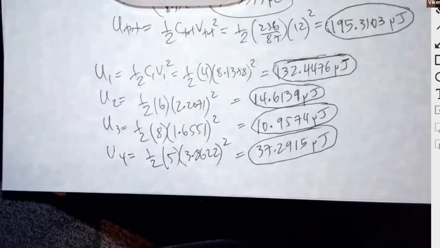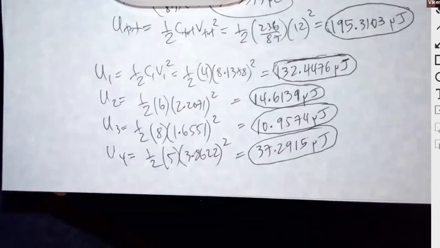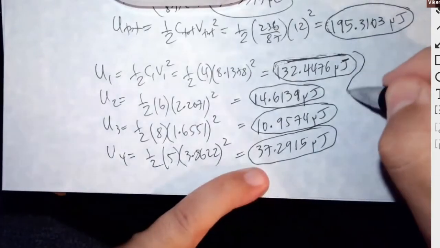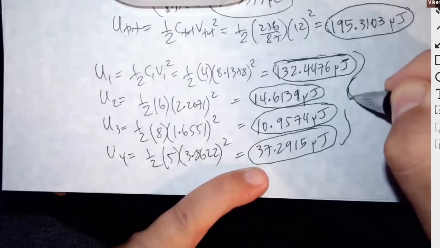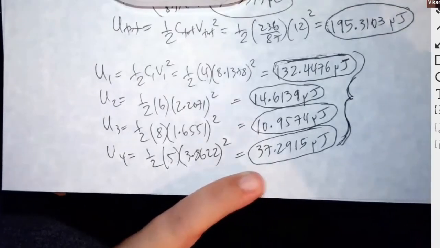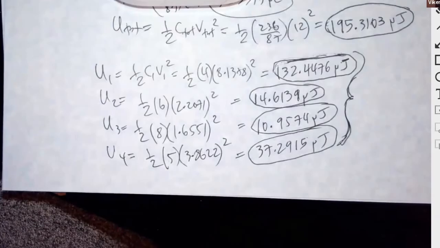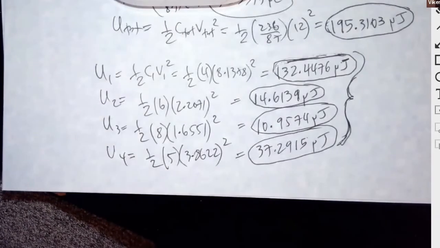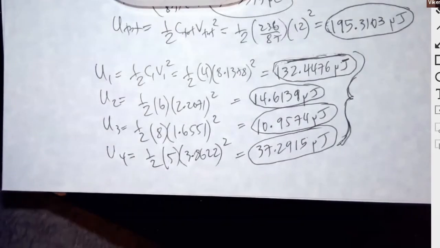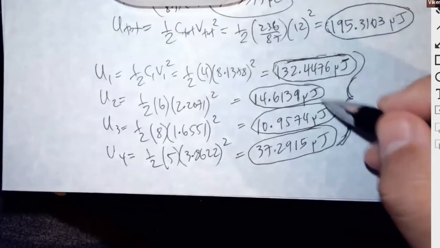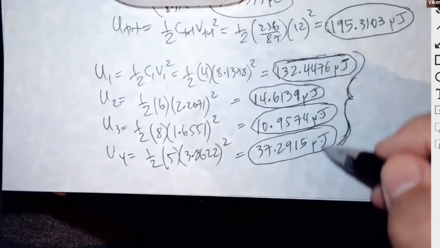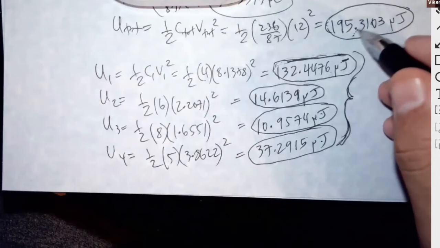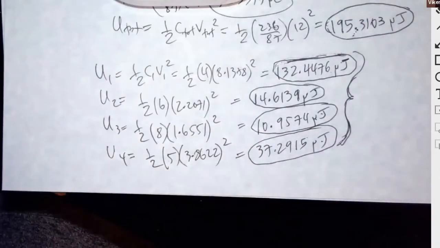Okay. So now the ultimate test is what? Add up their energies. Usually if this works, that means basically everything you've done up to that point is correct. If you add them all up, the energies of each capacitor should give you 195. There we go.